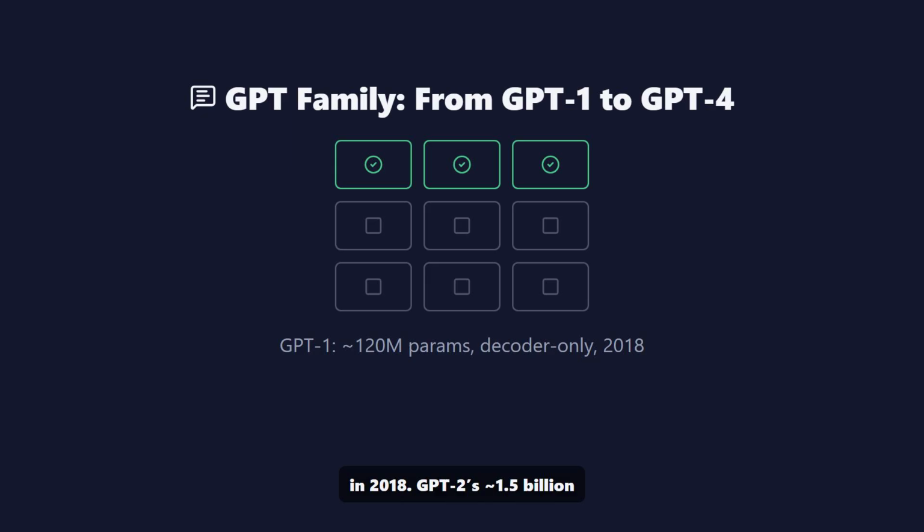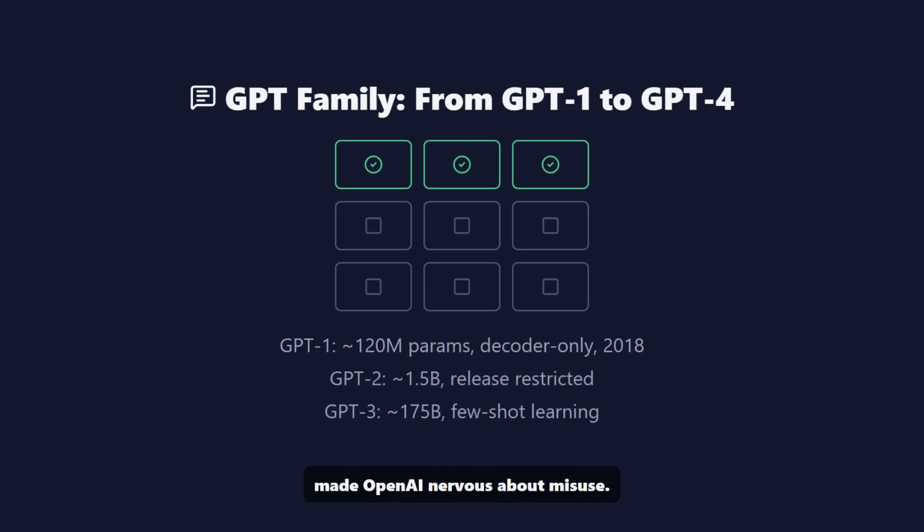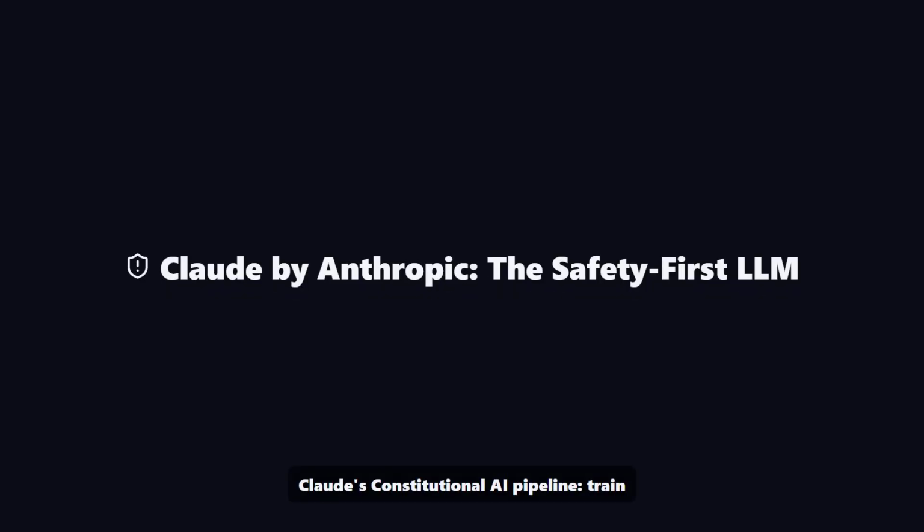GPT-2's 1.5 billion made OpenAI nervous about misuse. GPT-3's 175 billion cracked few-shot learning wide open, and GPT-4 added vision, accepting images alongside text, a major shift from text-only predecessors. Claude's constitutional AI pipeline, a train-based model, applies safety principles, self-critique, and refines outputs. The result? A model like Claude 3 Opus, with a context window capable of handling large documents, available via AWS Bedrock. On the exam, reach for Claude when you need safe, long document reasoning.